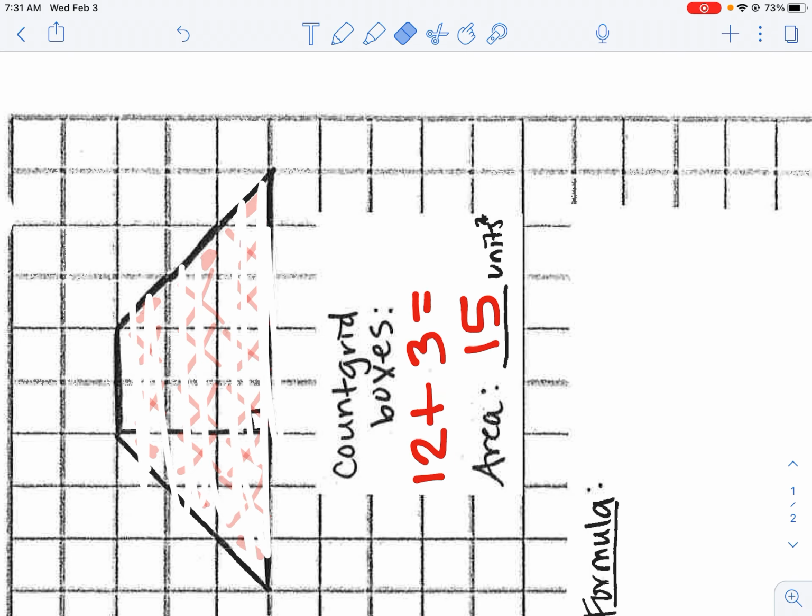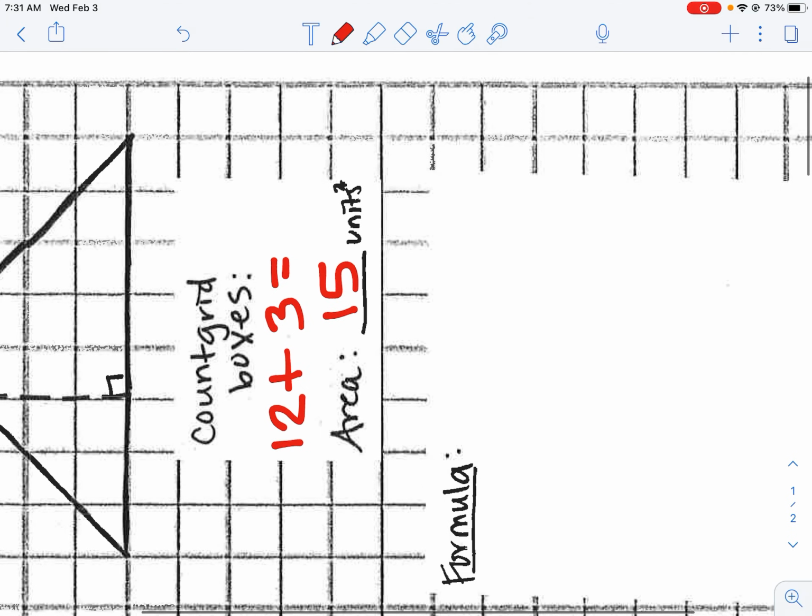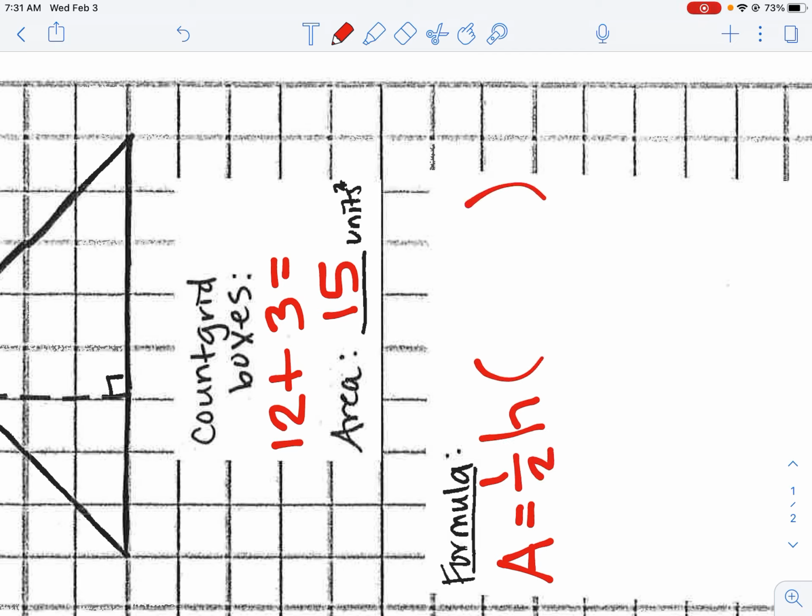So I'm going to erase all of that. I'm going to write my formula down here in my box. So the formula, what we're doing really is we're dividing the height by 2. We're adding the bases together, and then we're multiplying half of the height times the sum of the bases.